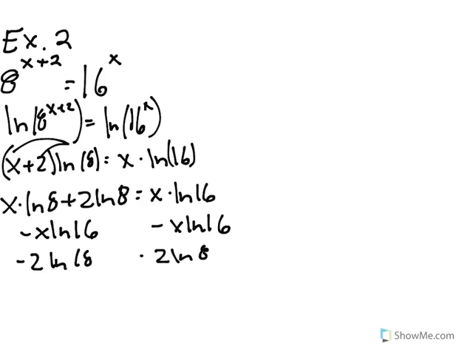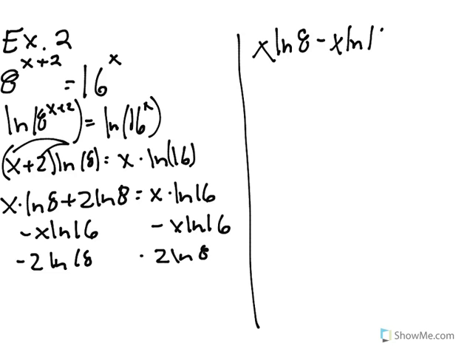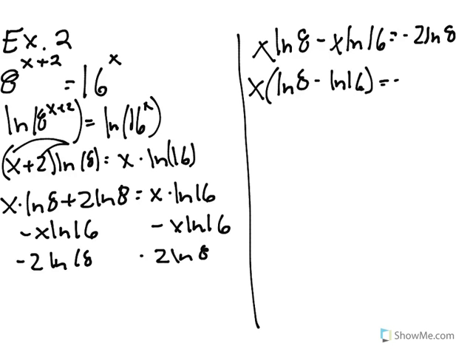So now I'm going to continue this over here. We're left with x natural log of 8 minus x natural log of 16 is equal to negative 2 natural log of 8. So now we can actually factor out our x's on the left, so I'm going to do that. So we'll have x times (the natural log of 8 minus natural log of 16) is equal to negative 2 natural log of 8.